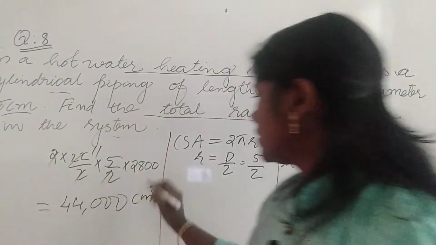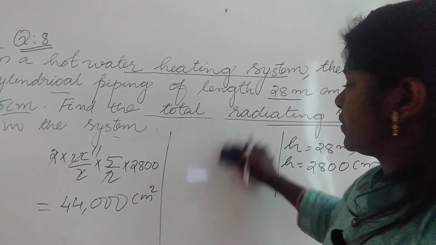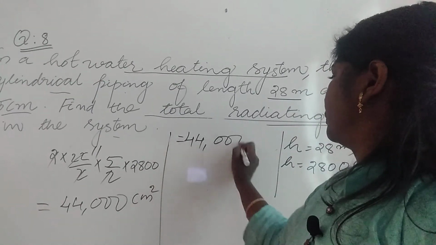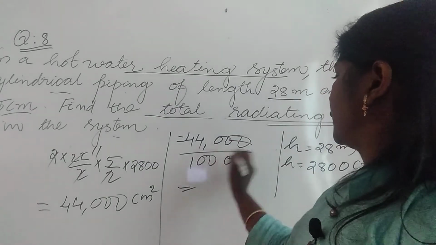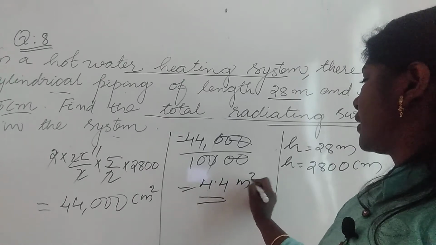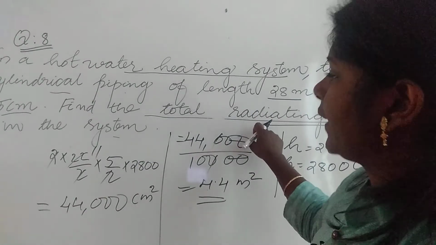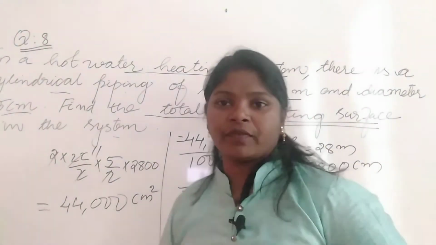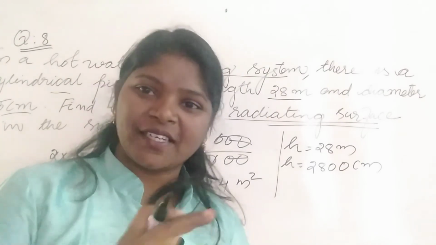That is, when you change this into meter, how will it be? There should be 4.4 meter square. 4.4 meter square is the area that is radiating. Did you understand? It is the area. It was our aim to find the surface area of radiation or radiating. Did you understand? Then write in your fair copy.